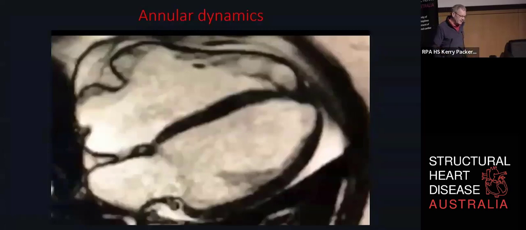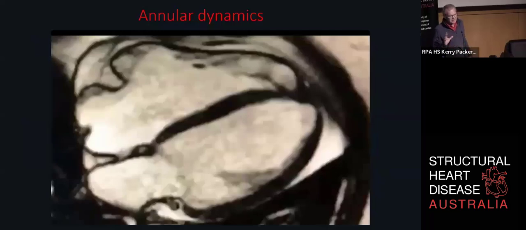This actually is a movie showing annular dynamics. Without looking at the image, the posterior annulus is quite dynamic. It moves in two directions. Firstly, it acts as a constriction of the mitral valve throughout systole, and it also moves down towards the apex in systole. So in diastole, it will open up and it will move towards the left atrium.